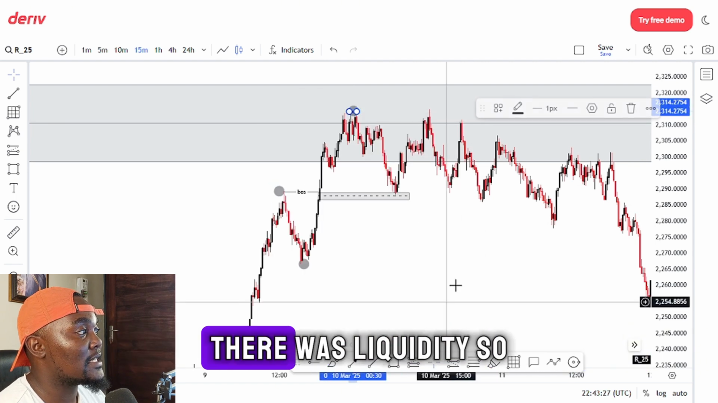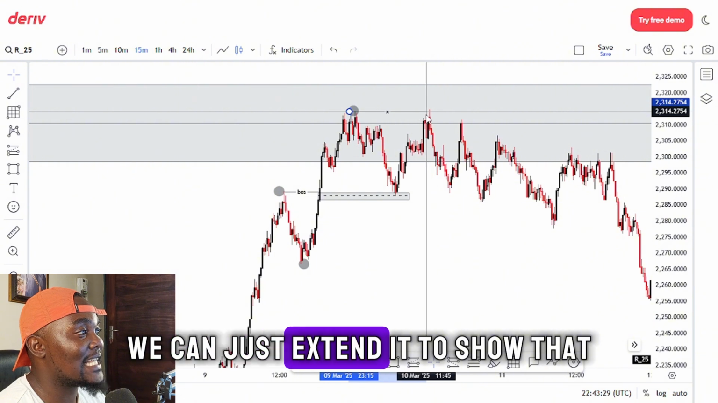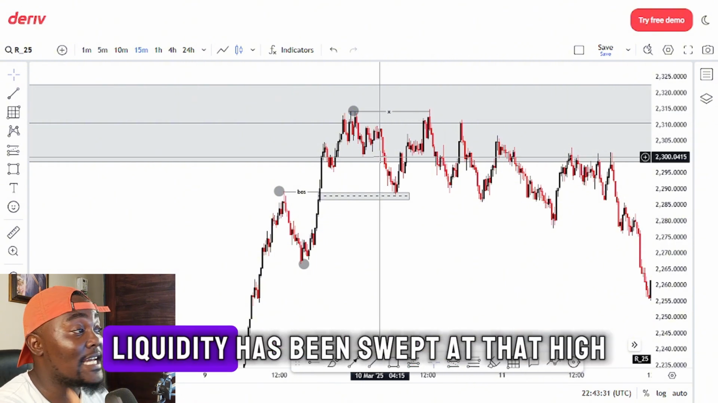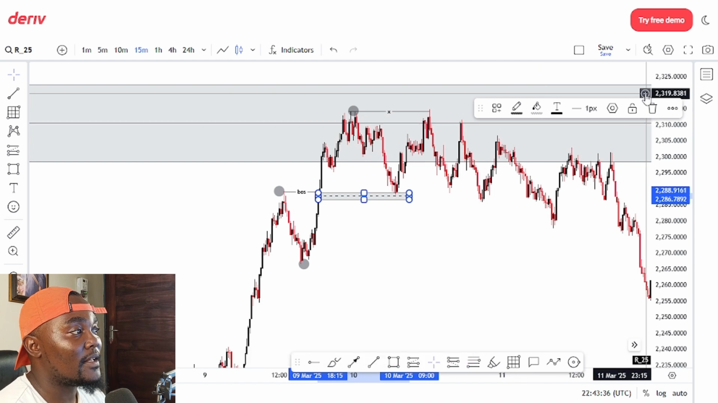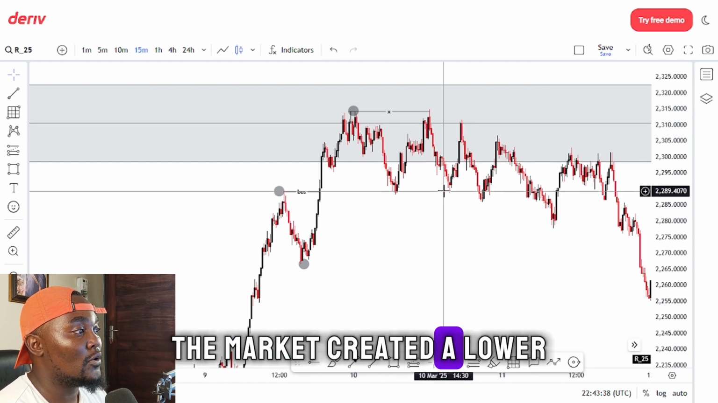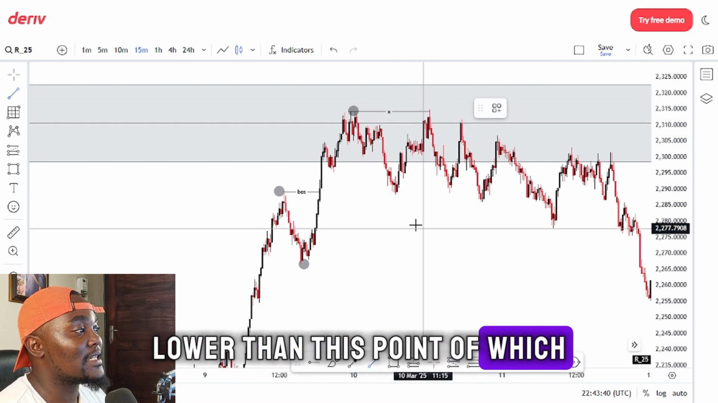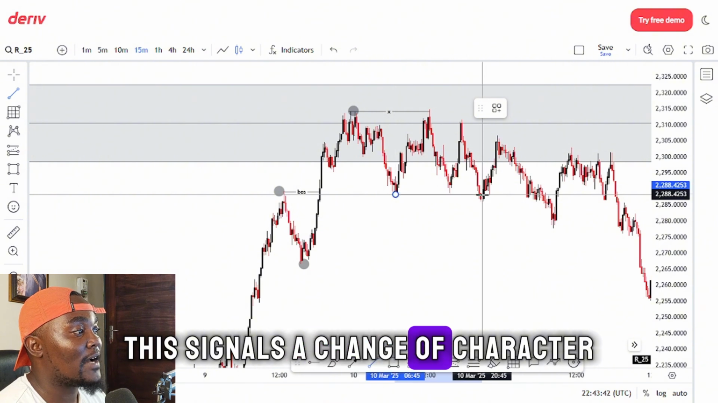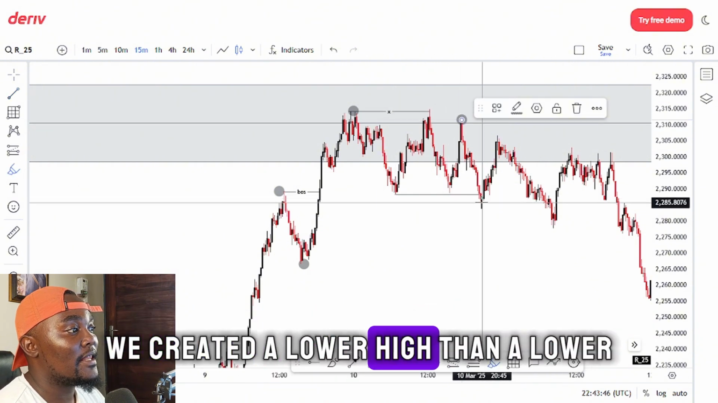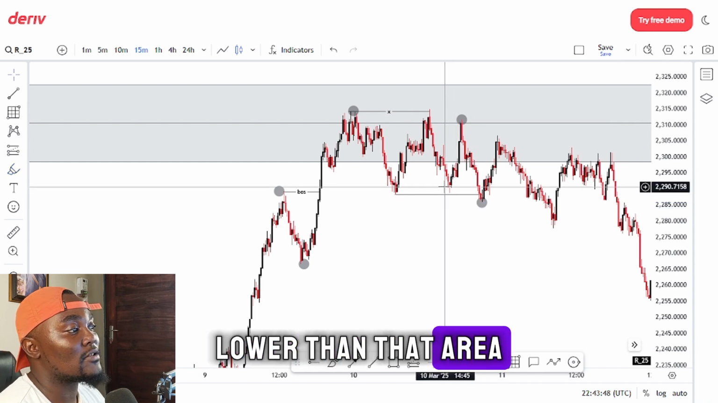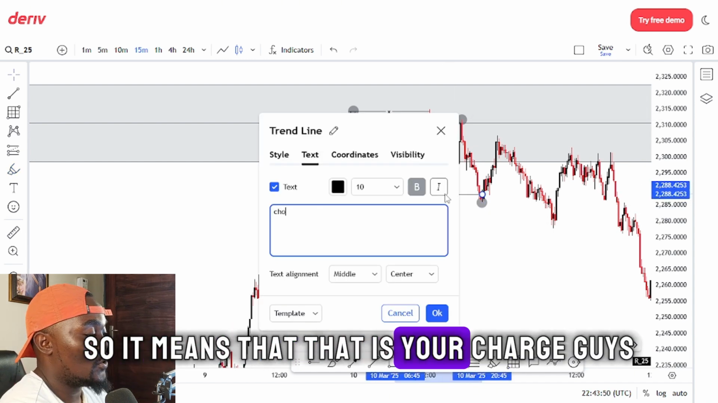Within this high, there was liquidity, so we can just extend it to show that liquidity has been swept at that high. Then after that, the market created a lower low within this point, of which this signals a change of character, just because instead of breaking structure, we created a lower high, then a lower low within that area. So that is your change of character, guys.